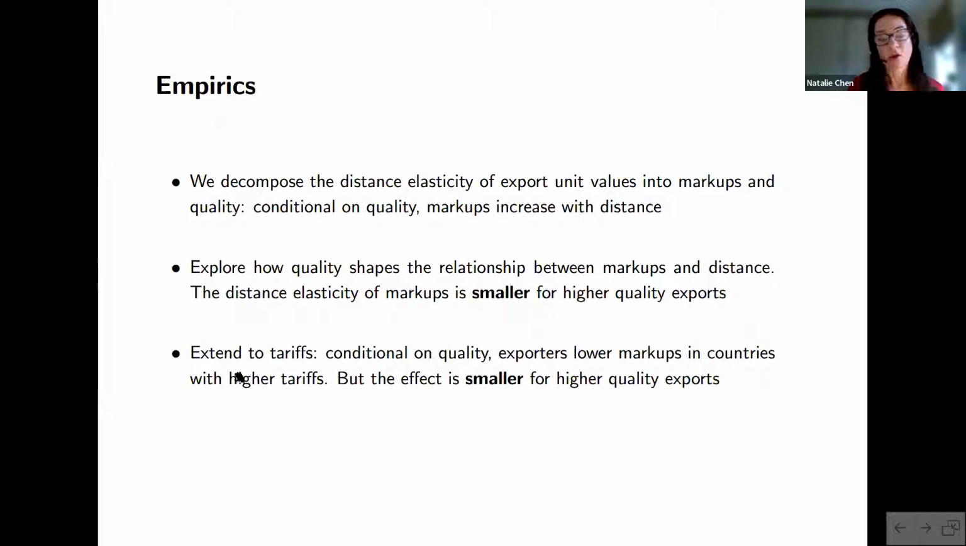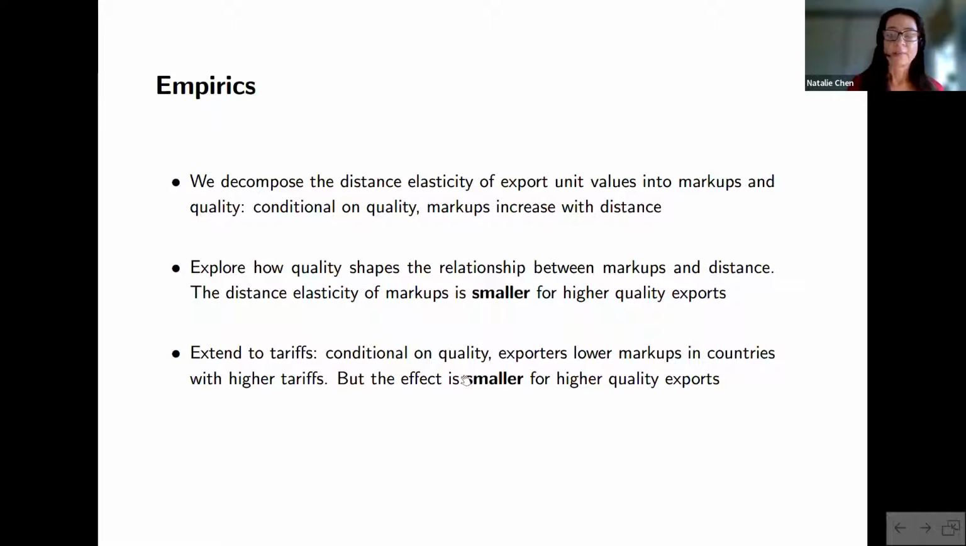There is also some evidence in the literature that exporters tend to set lower prices in countries with higher tariffs. So we also extend our analysis to tariffs. And what we show is that once we control for the effect of quality, exporters lower their markups in countries with higher tariffs. But again, the effect is smaller for higher quality exports. So there is less price discrimination for higher quality exports.